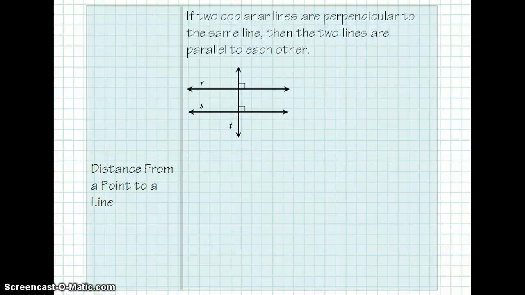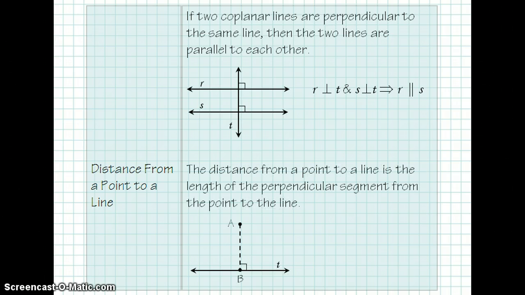Okay, the next theorem says that if two coplanar lines are perpendicular to the same line, then the two lines are parallel to each other. So this is going a little bit the opposite direction. If R is perpendicular to T and S is perpendicular to T, then R is parallel to S. Again, this goes like corresponding angles, the converse of our corresponding angles theorem.